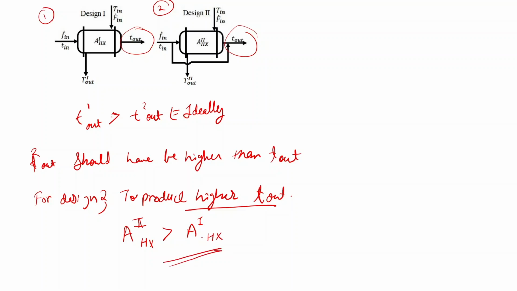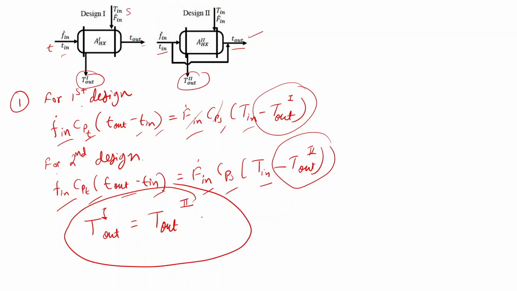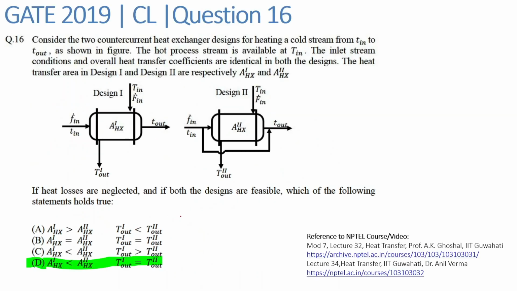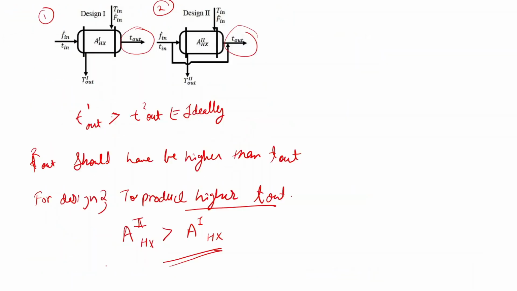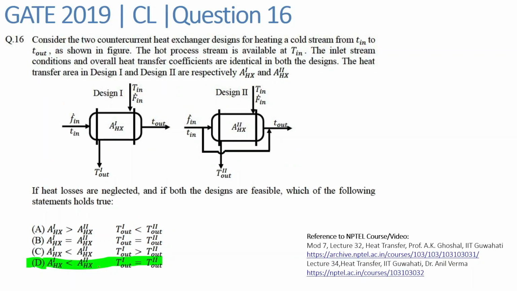Okay, so from this we are getting that the area of the second heat exchanger should be higher, and from the first energy balance we got that T1 out should be equal to T2 out. So from here we can see that in option D the area of the second heat exchanger is higher, whereas the outlet temperature of both the shell side fluids are the same in option D. So yes, the correct option is option D.